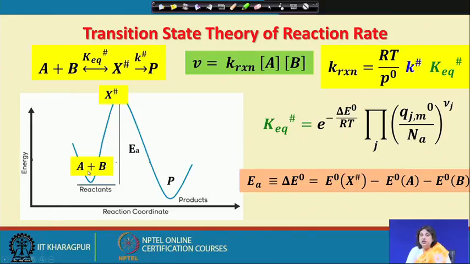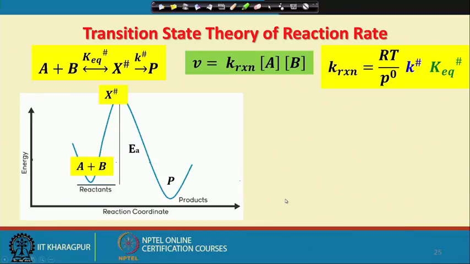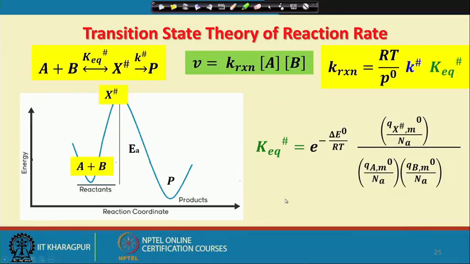Therefore, if I know this potential energy profile from the solution of the Schrodinger equation, I can find out EA. At the same time, I see that I am using these Qj terms. For each component in the reaction mixture, this is nothing but the molar canonical partition function for the jth component at a given temperature T, where the total volume of the gas corresponds to the standard pressure P. So, using these two notations, we can rewrite the K equilibrium like this.